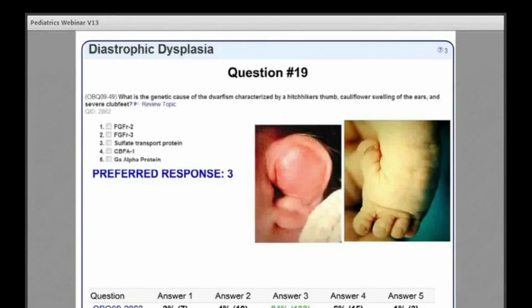Back to the question. What they're asking you here is a known genetic cause, and they want you to know what is the mutation and what is the mutation's product. In this instance, that is number 3, a sulfate transport protein. And 84% of you got this correct, which is fantastic.